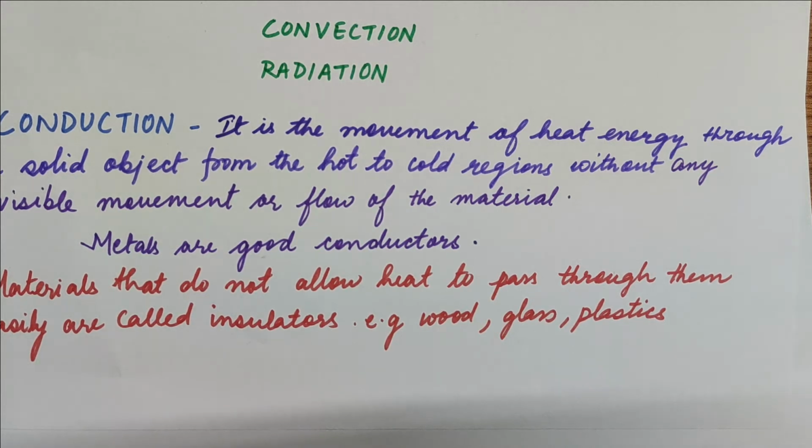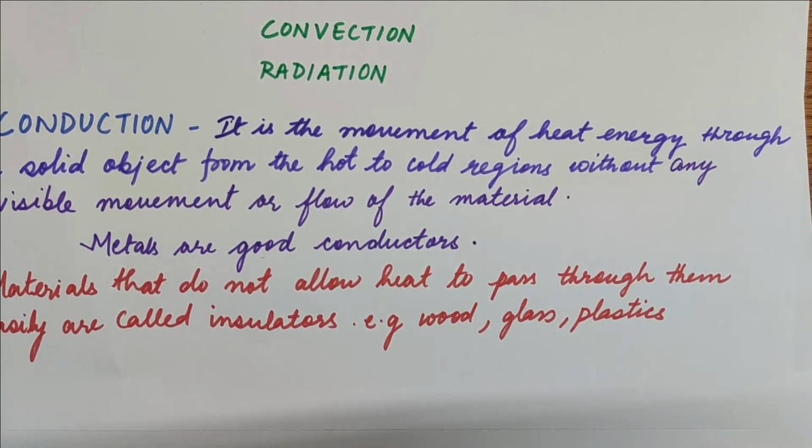In convection, what is going to happen? For example, the teacher calls everybody line by line, asks them to take the paper from her and leave from the other side. As there will be movement of the students from one place to another, you can call it convection. Conduction can be defined as the movement of heat energy through a solid object from the hot to the cold region without any visible movement or flow of material. So you cannot actually see any movement because the substance remains as it is.